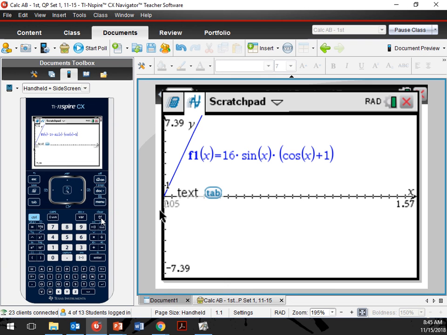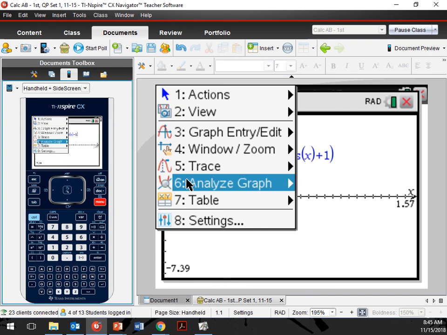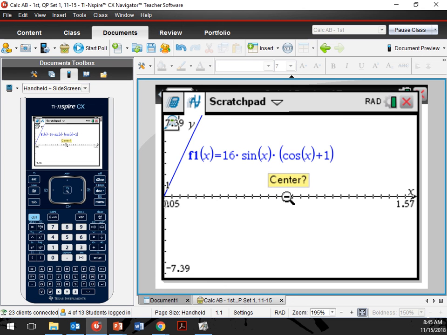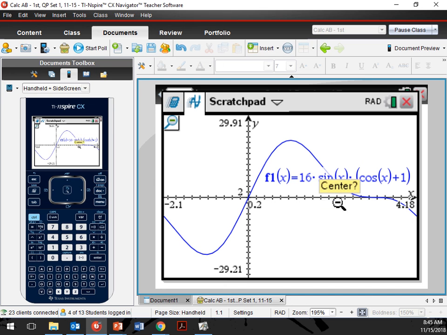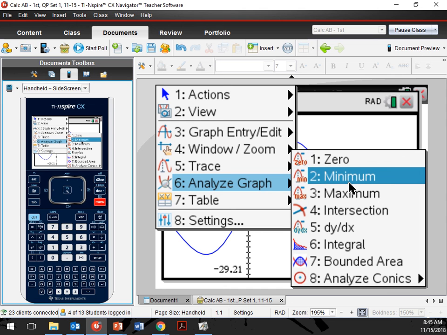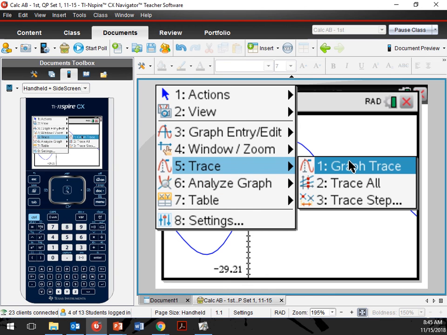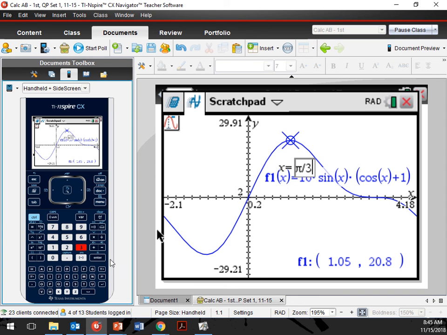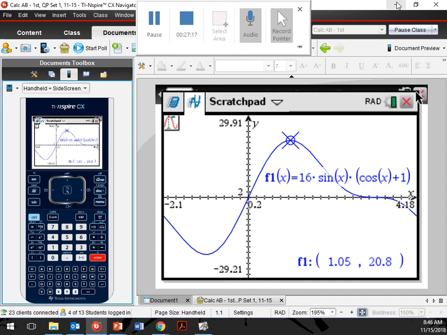Let me zoom out. There we go. This is going to be the max right here. So menu, analyze, trace, graph, and I want pi over 3. Pi divided by 3, enter. There it is. I got my maximum right there. All right, that's what it means.